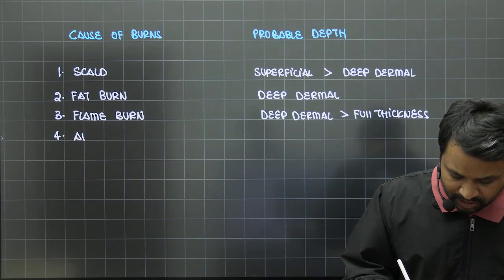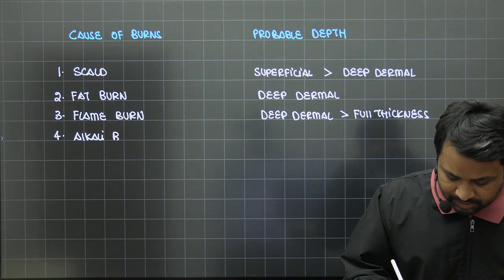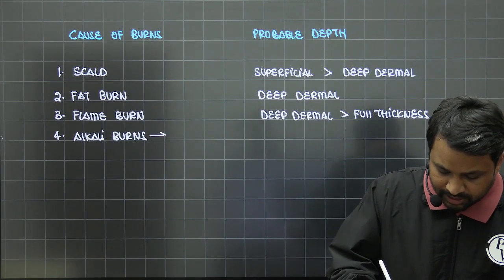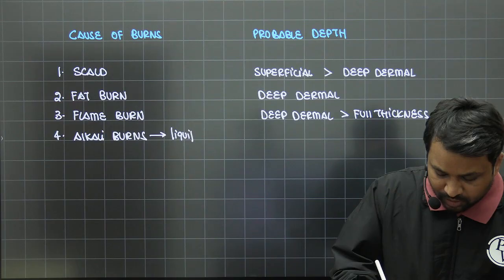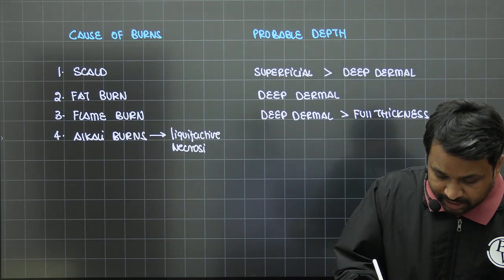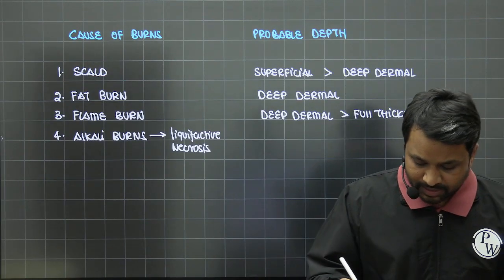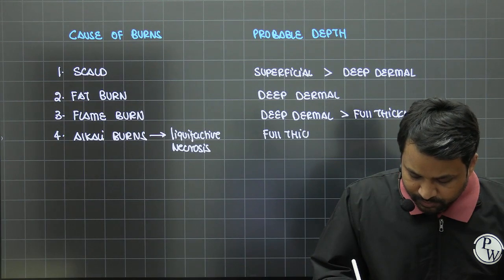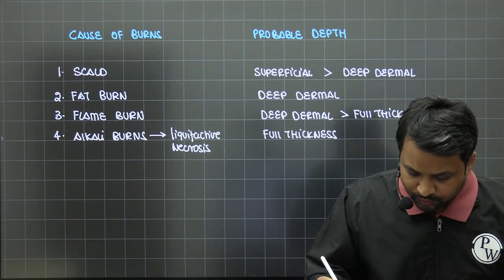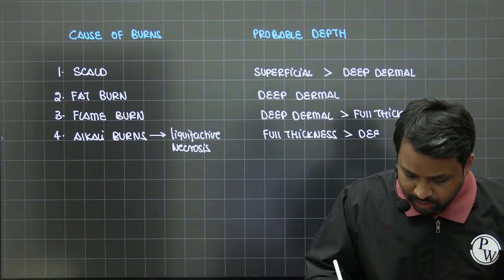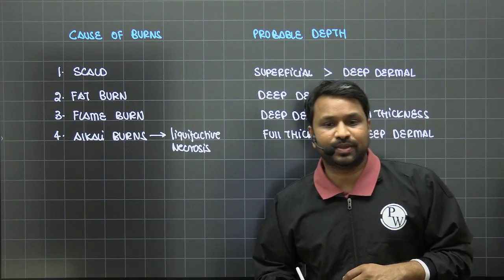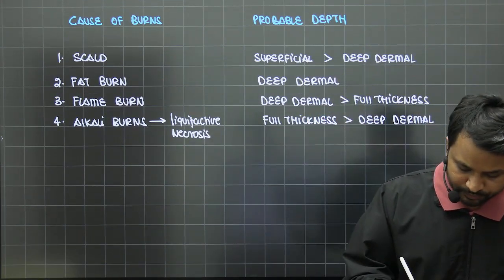Then you have alkali burns. Now when you look at the alkali burn, it causes liquefactive necrosis. Liquefactive necrosis is going to result in deeper penetration. So that is why it is usually associated with full thickness burns when compared to deep dermal burns.